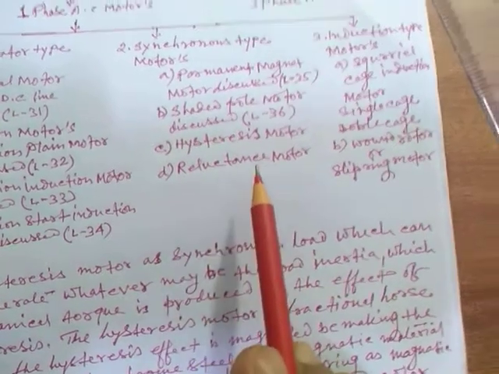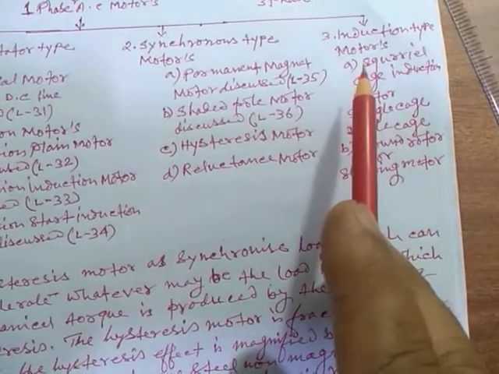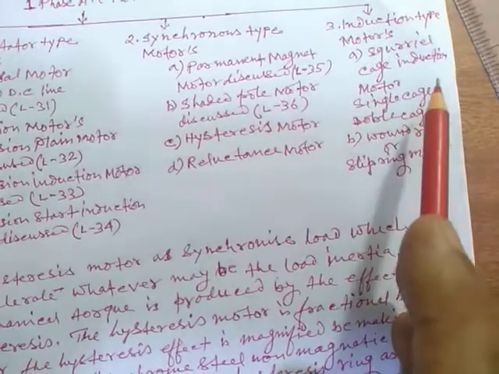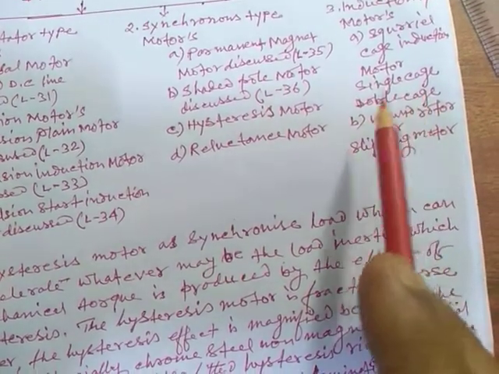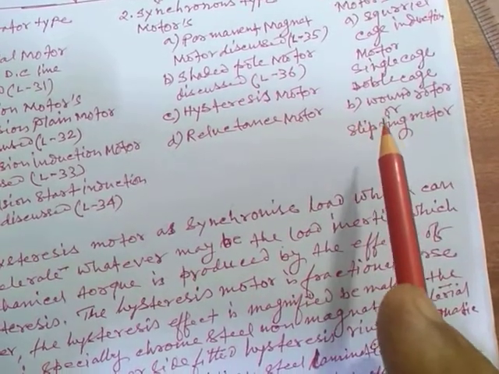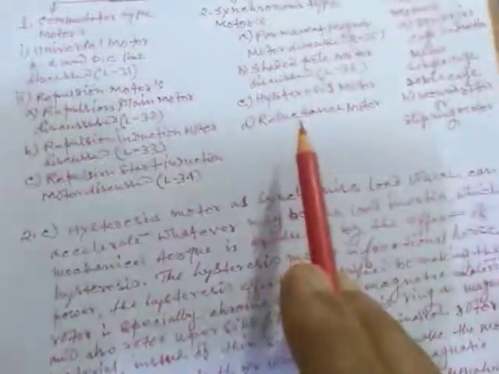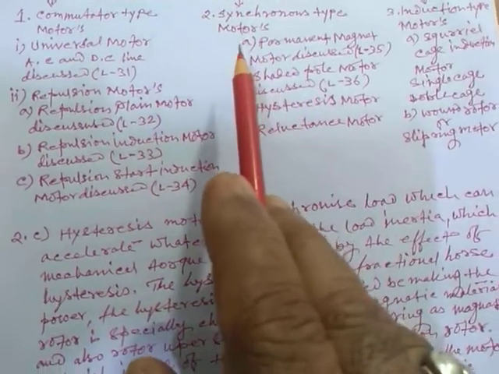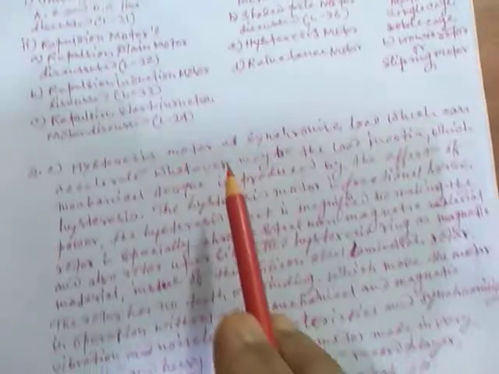And D. Reluctance motor. And number 3. Induction type motor. A. Squirrel cage induction motor, squirrel cage single and double cage, and other. B. Wound rotor or slip ring motor. Now discuss C. Synchronous motors. Number 2. C. Hysteresis motors.